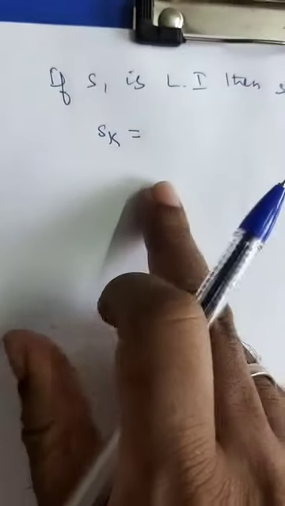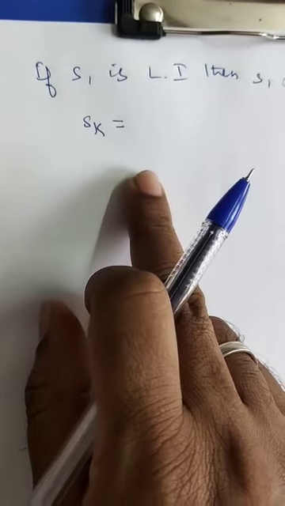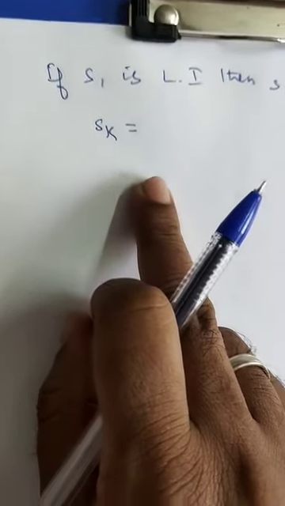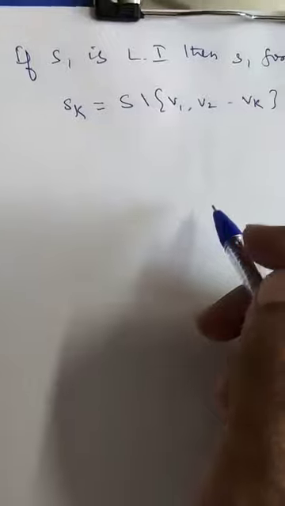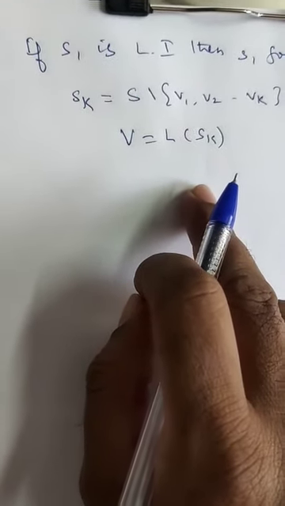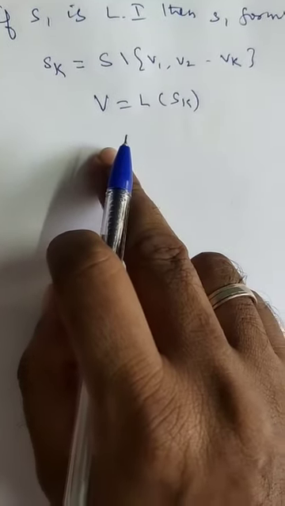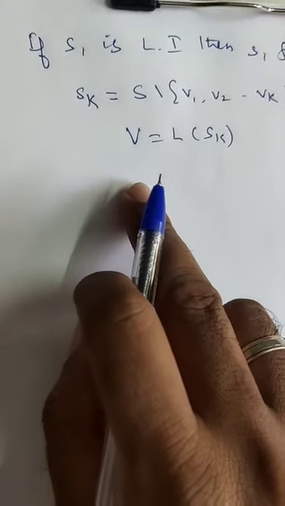Finally we will definitely have some Sk with at least one element, because that set has to span V. Sk is S minus V1, V2, etc., Vk, and it definitely has at least one element, and V is equal to L of Sk and Sk is linearly independent. Therefore every vector space has a basis. I proved it for the finite case. In fact every vector space has a basis.